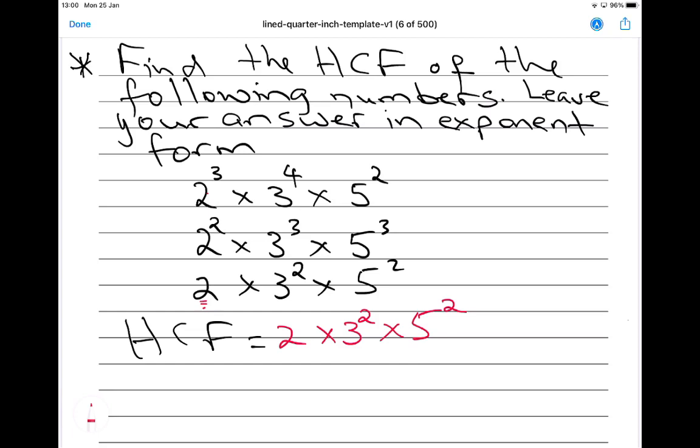But obviously, if you think this is a small number, you can just multiply out, because this is actually 2 multiplied by 9 multiplied by 25. So you can multiply out and get a number, but for very large numbers, we will just leave our answers in exponent form. So this is our answer in exponent form. Please try as many questions as possible that look like these 2 examples that I've shown you.